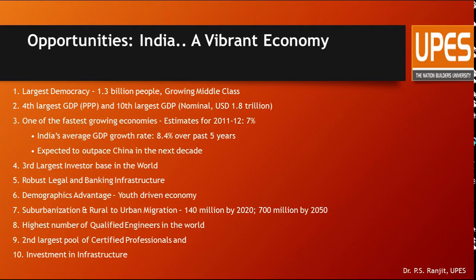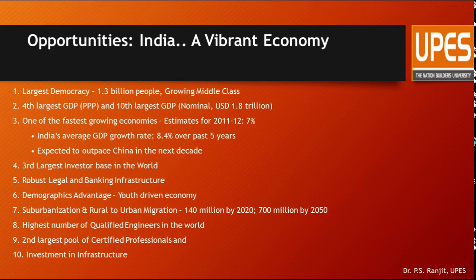India, being the largest democracy, has 1.3 billion people. There is a growing middle class. The middle class is the most important part, because everyone wants to have a car, the middle and upper middle class. India has the fourth largest GDP in PPP terms and the 10th largest in nominal terms. It is one of the fastest growing economies, expected to grow at 8.4%.